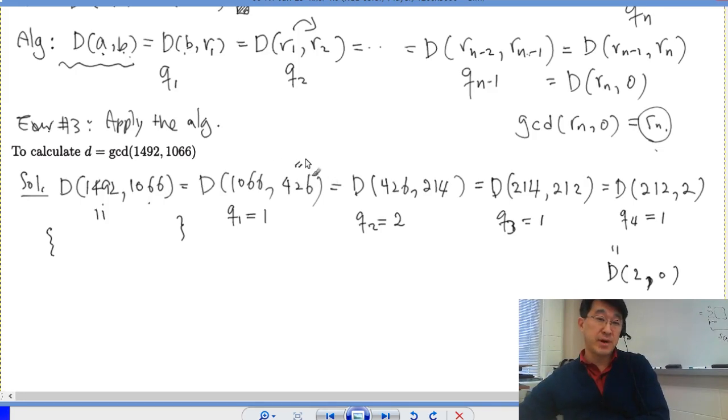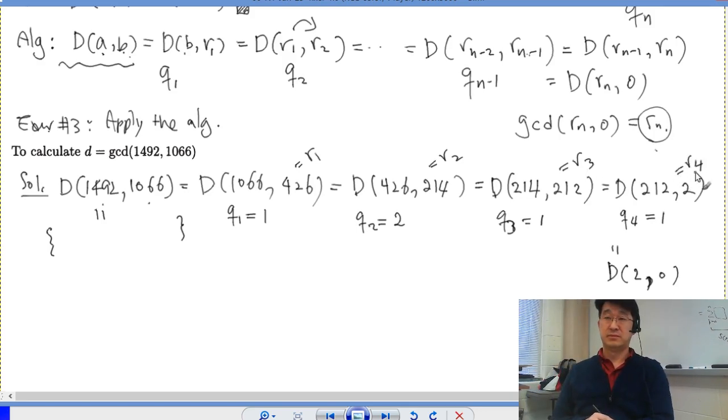These are R1, remainder, remainders, right? Remember that part. But I like that it's chained like this. 426, 214, 212, chained together, get the remainder, right? That's what I like about this chain.